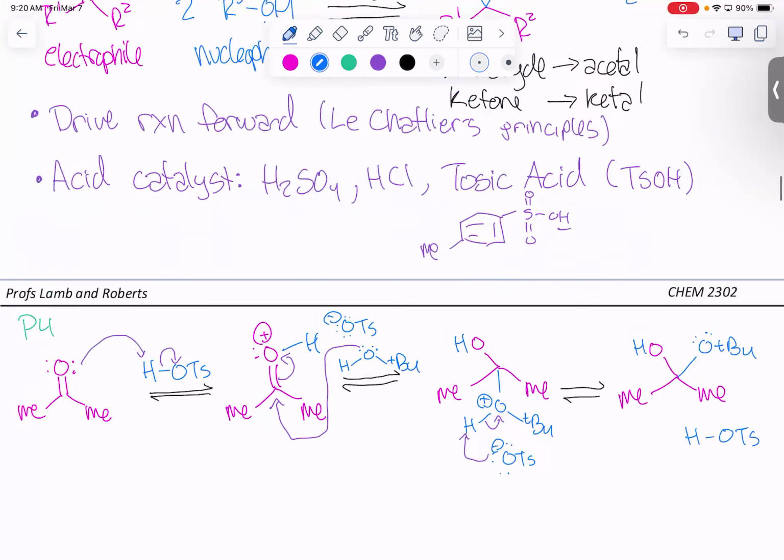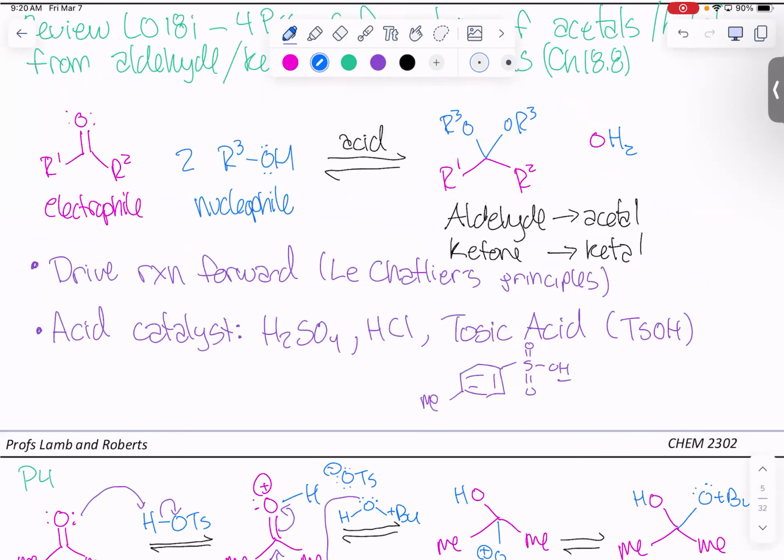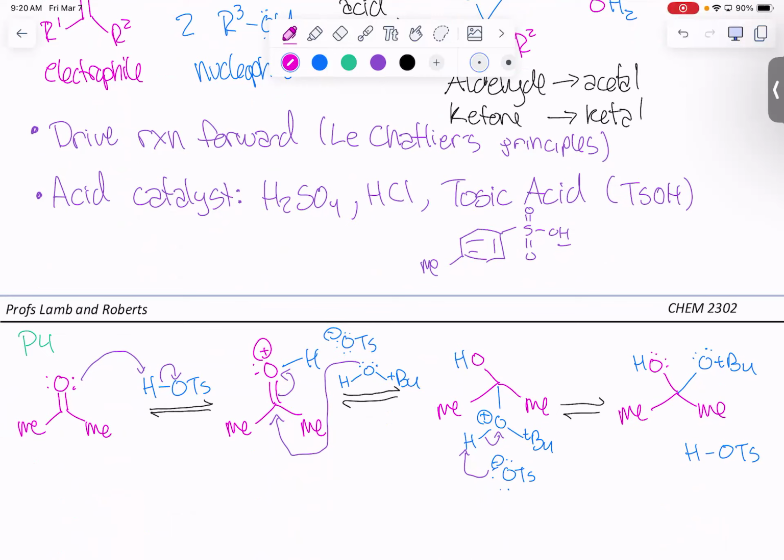At the end of the day, we take a look at our product that we formed from this reaction and we say, well, we need to lose an equivalent of water and we also need to add in another equivalent of tert-butanol. So how are we going to do that? Well, we're going to make this alcohol in our molecule into a good leaving group, right? So under acidic conditions, we wouldn't want an OH leaving group, but would be perfectly fine with a water leaving group.